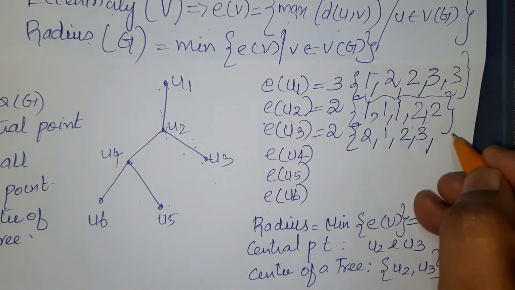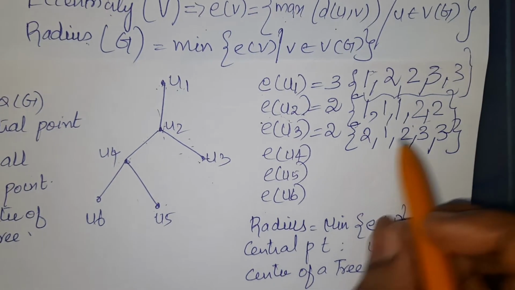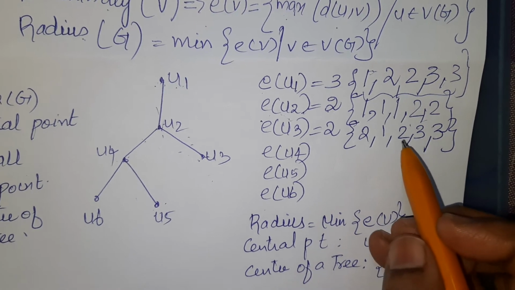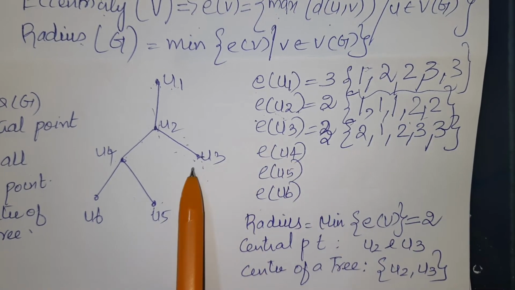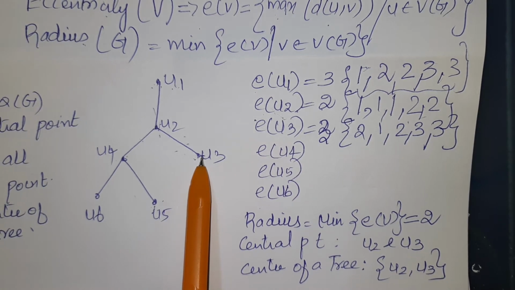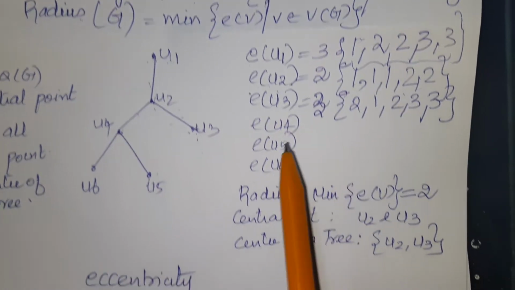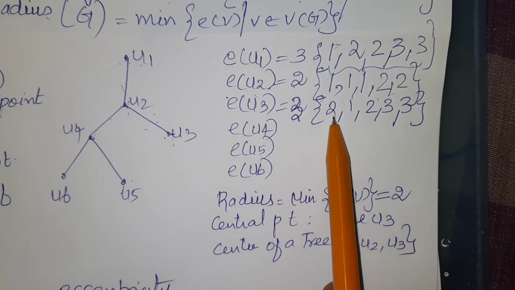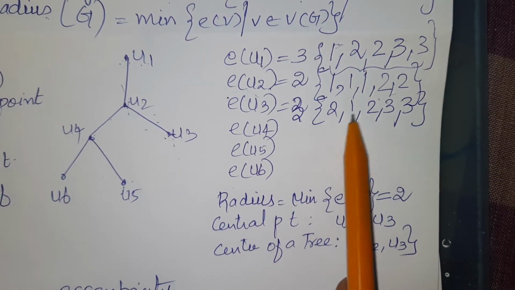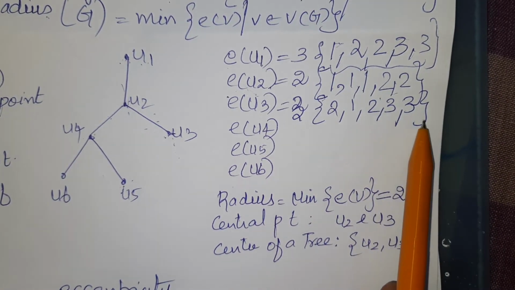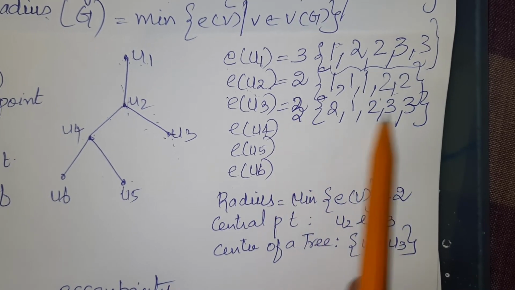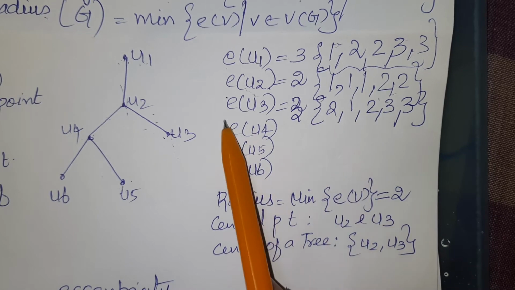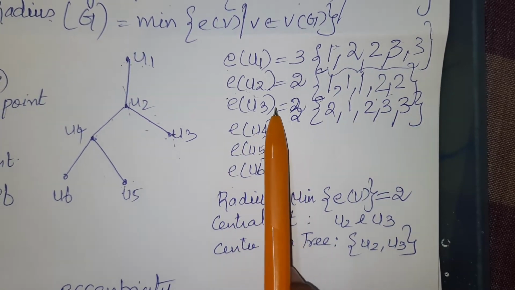U3 to U6, we have 3 edges. So from the vertex u3 to all the different vertices, we got the number of edges, the distance, as 2, 1, 2, 3, 3. So the maximum value is 3. This maximum value is called the eccentricity of the particular vertex.